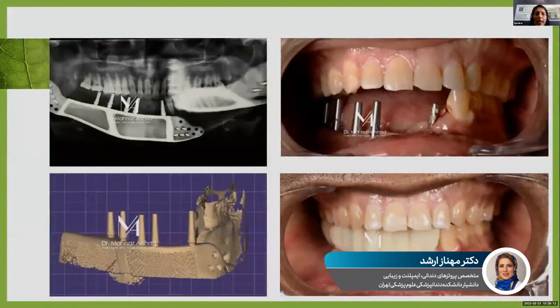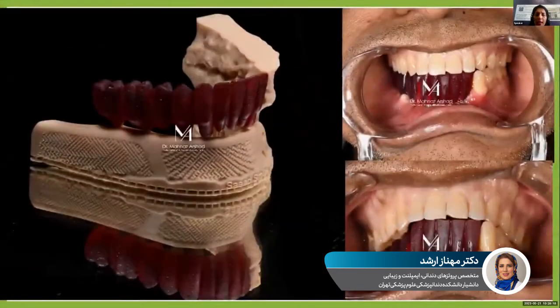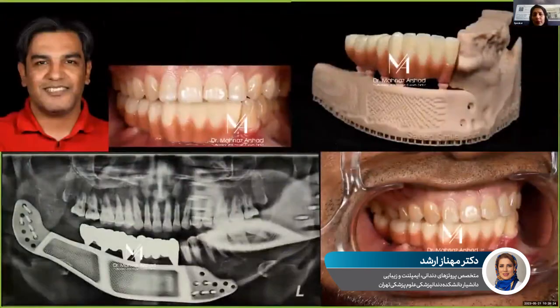After the surgery, we delivered the temporary crown. After 3 months, the patient came, we checked the printed modeling wax, and then we delivered the final prosthesis to the patient. We have the 3 years follow-up of this patient, and it's good.